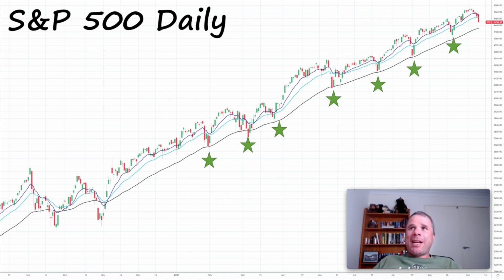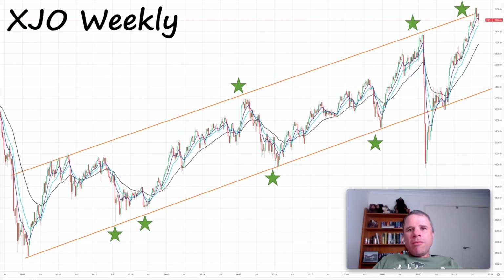I'm not sure what's been happening, but we can see in this chart on the Friday, the S&P 500 did fall by something like 0.7%. So this actually does look a little bit more bullish than the XJO. Now I'm just going to look at some weekly charts.